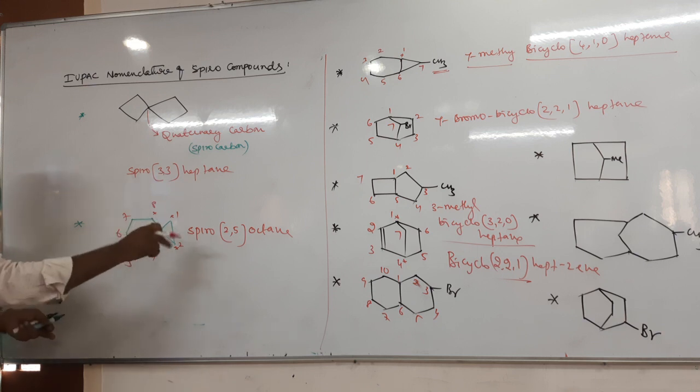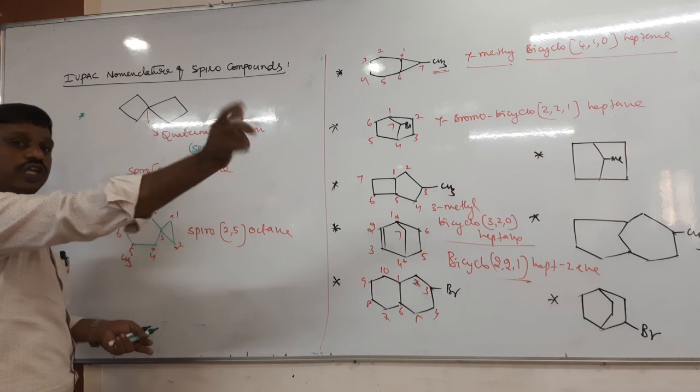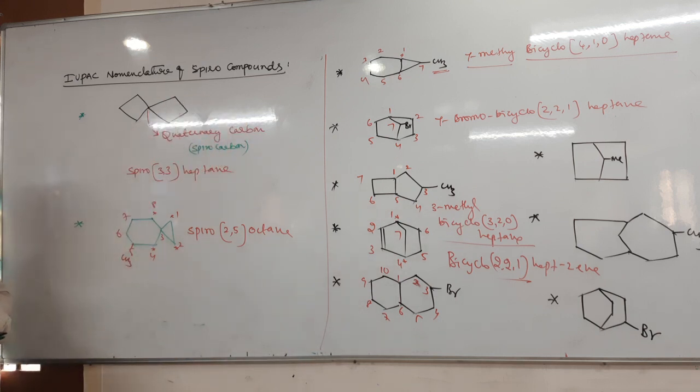If a double bond is there, the double bond should come last, oct plus in. Which in? 2-in, 3-in, 5-in, 4-in, something. Okay, this is the IUPAC nomenclature of spiro compounds. Right? Tell me, any doubt?